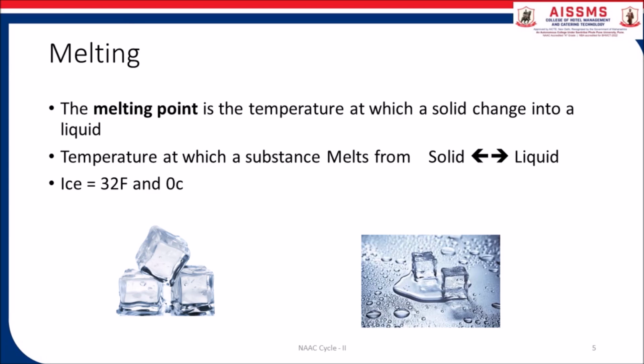As examples of melting points, the melting point of solid oxygen is minus 218.4 degrees Celsius. For iron it is 1530 degrees centigrade. For silver it is 961 degrees centigrade, whereas ice starts melting as soon as the temperature is increased from 0 degrees centigrade.